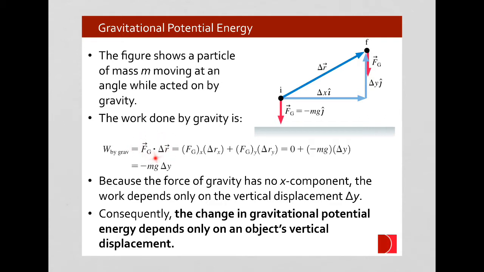When we apply this dot product, then, we can multiply the x components, multiply the y components, but the x component of gravity is 0, because gravity is only in the y direction. Then the work done by gravity is only the change in the y direction. It's only the y component of the motion, and whatever the x component of the motion is, it doesn't matter. It doesn't show up at all in the work done by gravity.